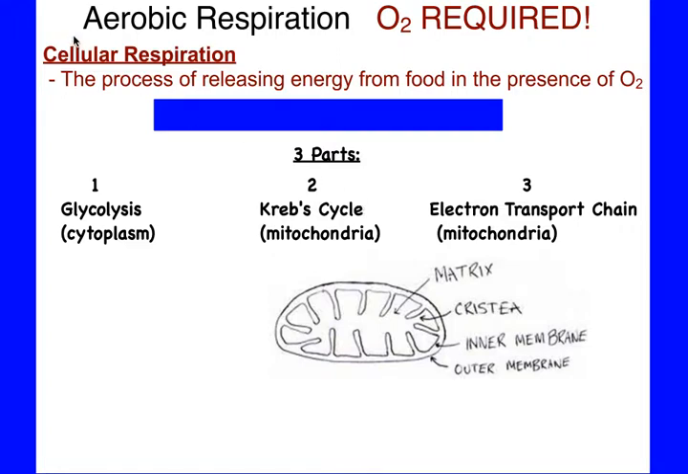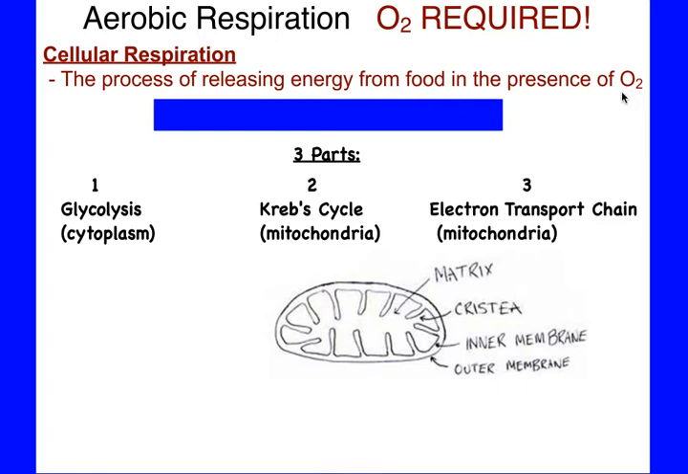If you think about your word bites, aero is a prefix that means oxygen. So aerobic respiration is going to require oxygen. Another name for aerobic respiration is cellular respiration. And this is simply the process of releasing energy, which is in the form of ATP, from the food that we eat in the presence of oxygen.